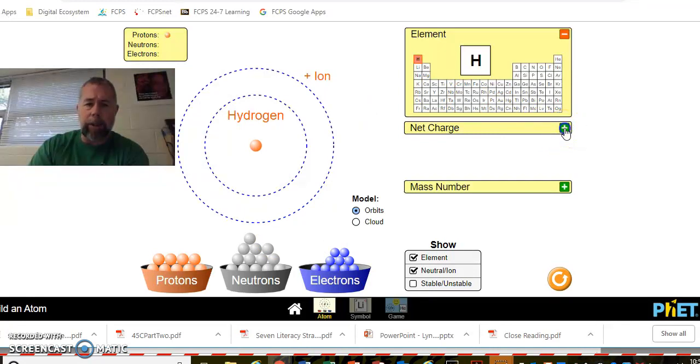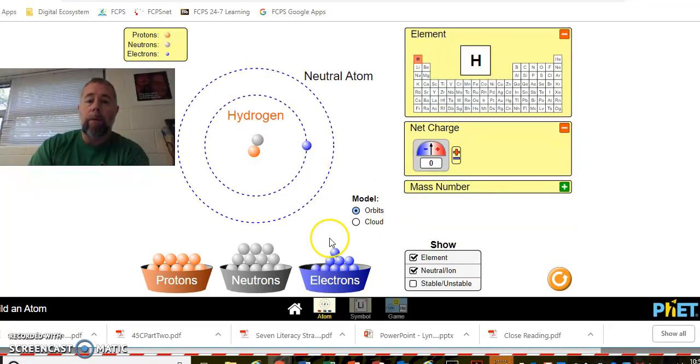Now I want you to watch the net charge here. Right now my number is +1 because I have a proton in, which is positive. If I put a neutron in, is that going to change my net charge? If I put an electron in, I put 1, what's going to happen to my net charge now? What about if I put another one in?